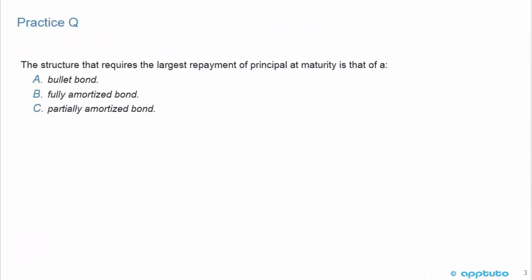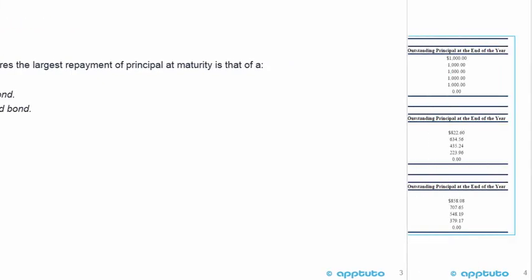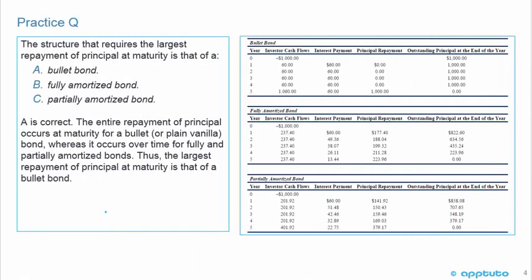We'll do a quick practice question. The structure that requires the largest repayment of principal at maturity is that of A, bullet bond, B, fully amortized bond, or C, partially amortized bond. That question shouldn't be too difficult. A is correct. The entire repayment of principal occurs at maturity for a bullet or plain vanilla bond, whereas it occurs over time for fully and partially amortized bonds. Thus, the largest repayment of principal at maturity is that of a bullet bond.